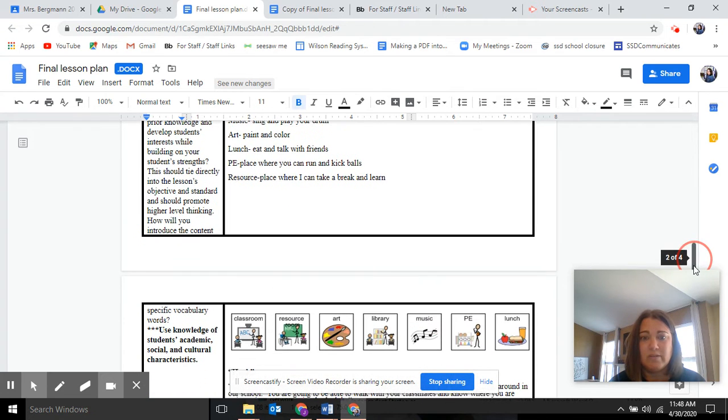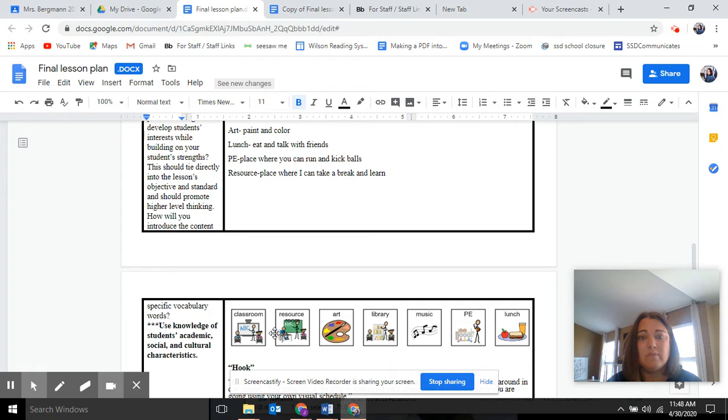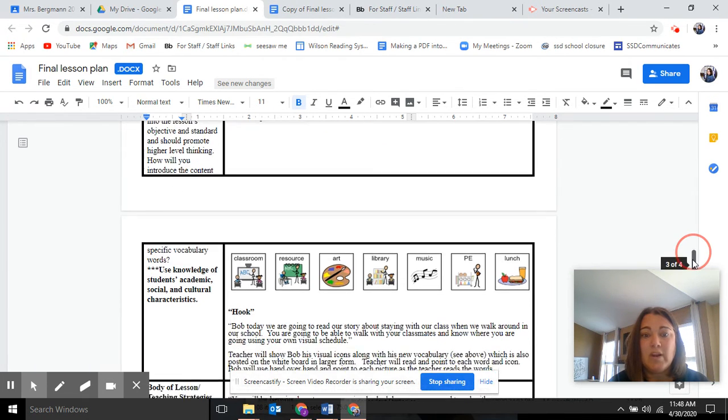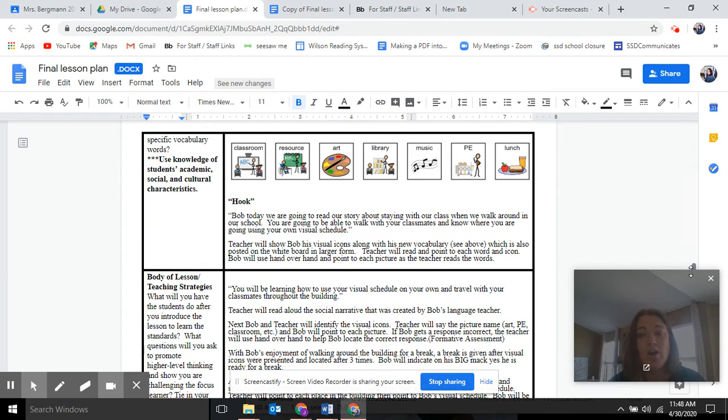So really what this lesson plan entails, and here is our vocabulary words as well as our visuals. So here's our visuals. We have classroom, resource, art, library, music, PE, and lunch. So all the different transitions that Bob can go through during his day. What we are doing is we are wanting Bob to look at his schedule, move with the class, and identify where he needs to be.